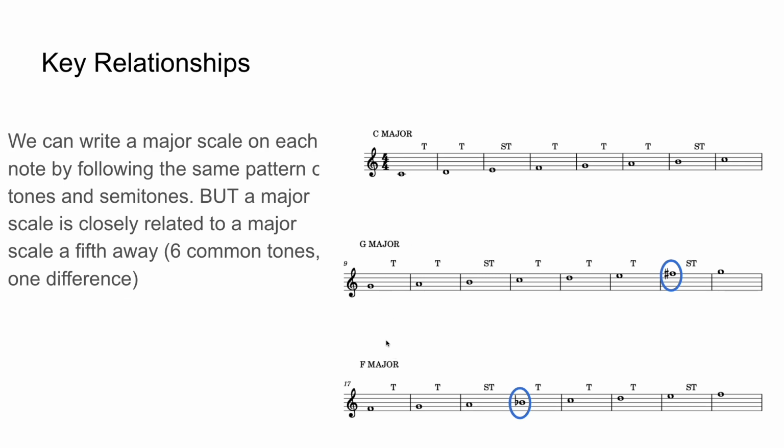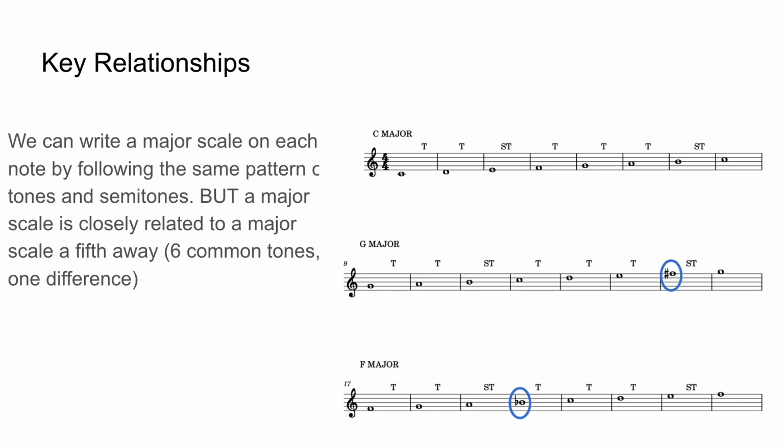And C major and F major are incredibly closely related as well, because they share 6 common tones and 1 difference, as it were. F major has a B flat in it, whereas C major has a B natural. So looking at B flat there, B natural, that's where the difference lies. But it's just the one difference. The rest of the notes are common tones.